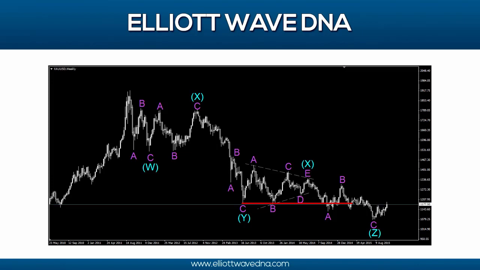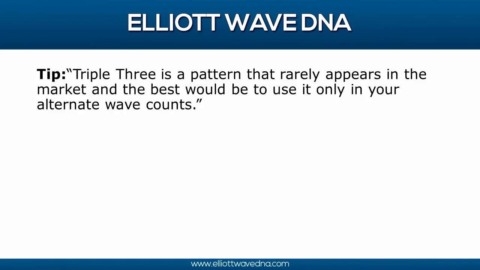So if we are right, at least if this alternate count is right, we should be able to see some sort of an impulsive move soon. Triple Three is a pattern that rarely appears in the market, and the best would be to use it only in your alternate wave counts.